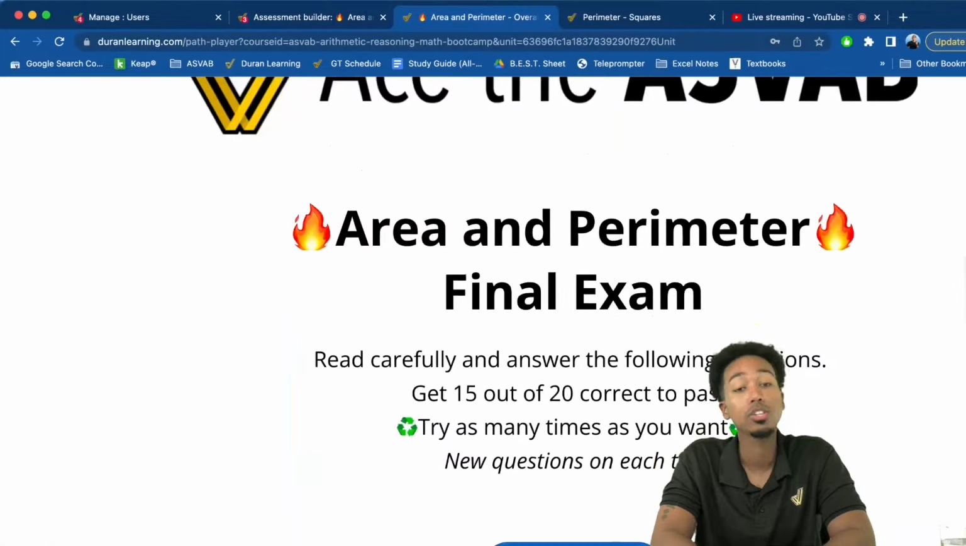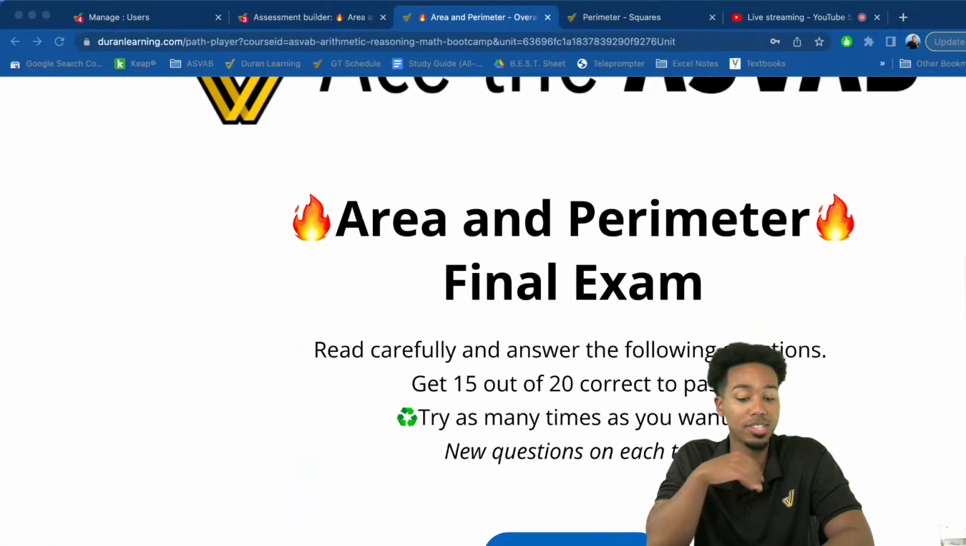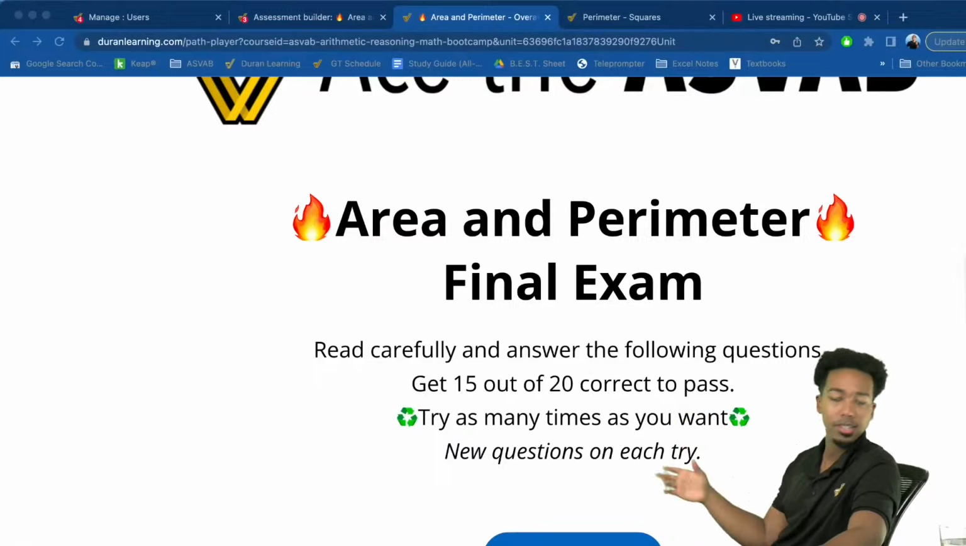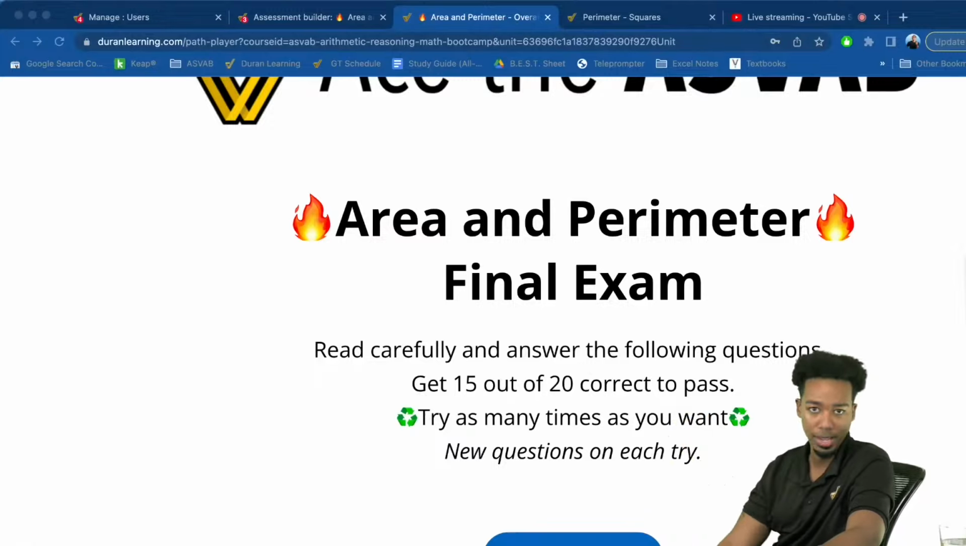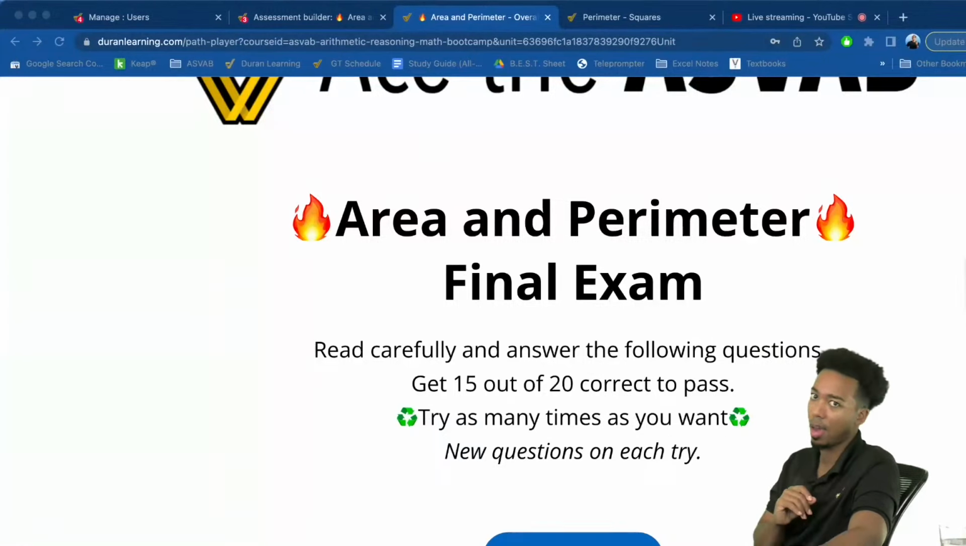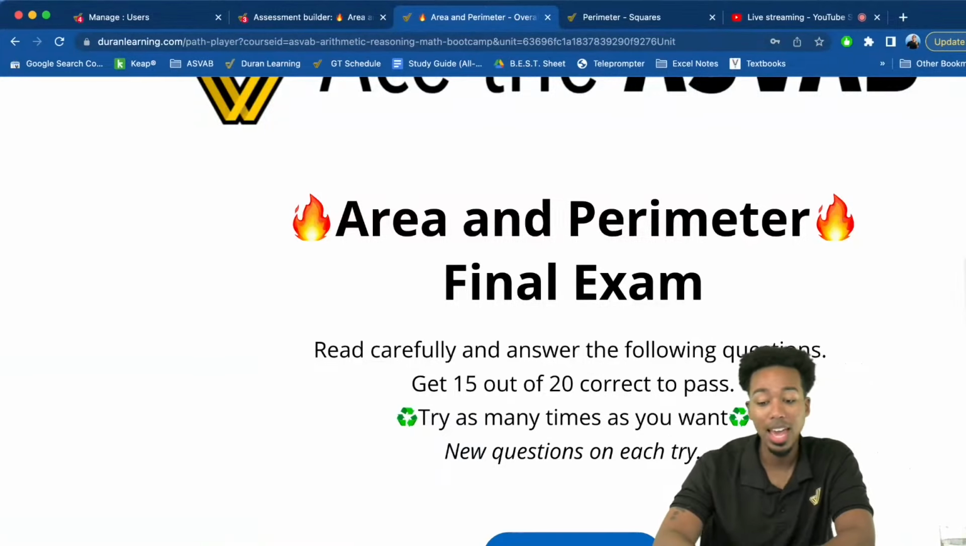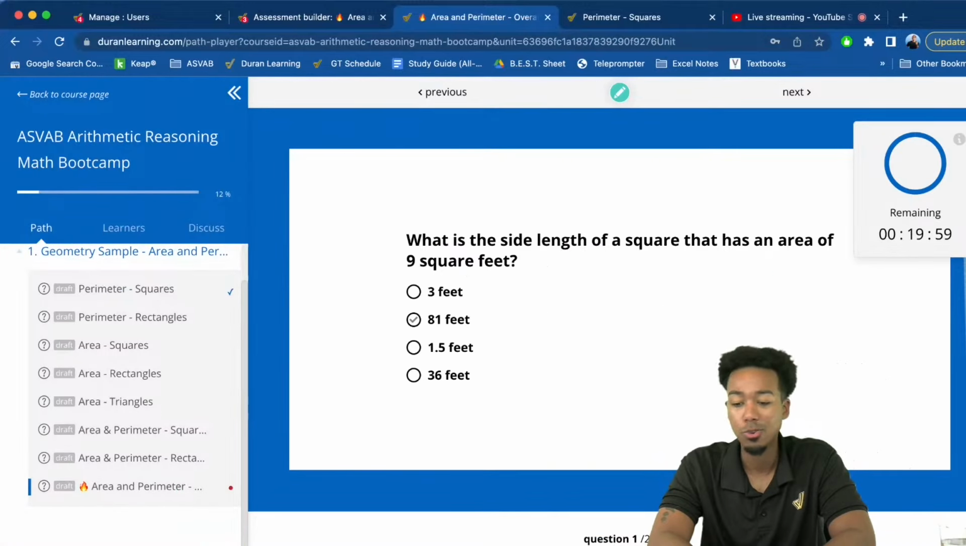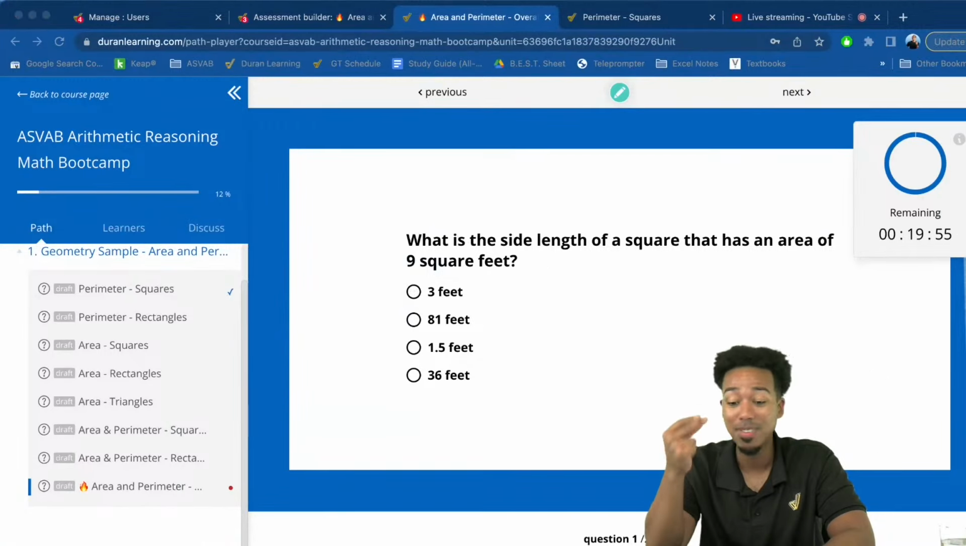So essentially, you're going to have 20 total questions for this topic. And what you need to do is get at least 15 out of 20 right to pass. Just to pass. Just to be able to guarantee that you are good at least on this topic. And it's the same deal, except it's going to mix and match everything all together. And you have 20 minutes again, 20 questions, and you need to be as fast as possible here.